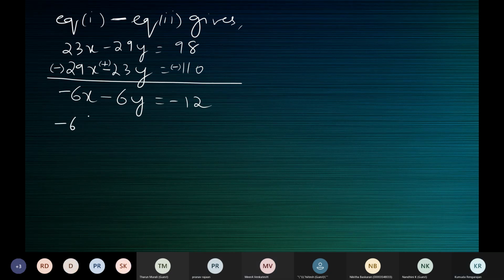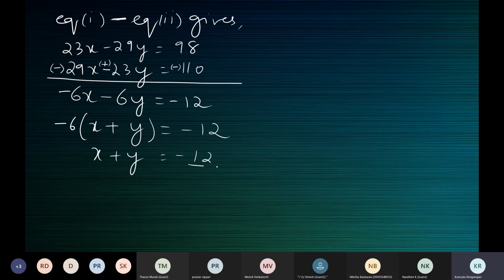Very good. Minus 6. So what should I write in the bracket? Minus 6 into (x plus y) is equal to minus 12, because minus 6 into x is minus 6x, and minus 6 into plus y is minus 6y. So x plus y is equal to minus 12 divided by minus 6, x plus y is equal to 2. This is the fourth equation. Now the fourth equation is so simple, simpler than the given equations 1 and 2.